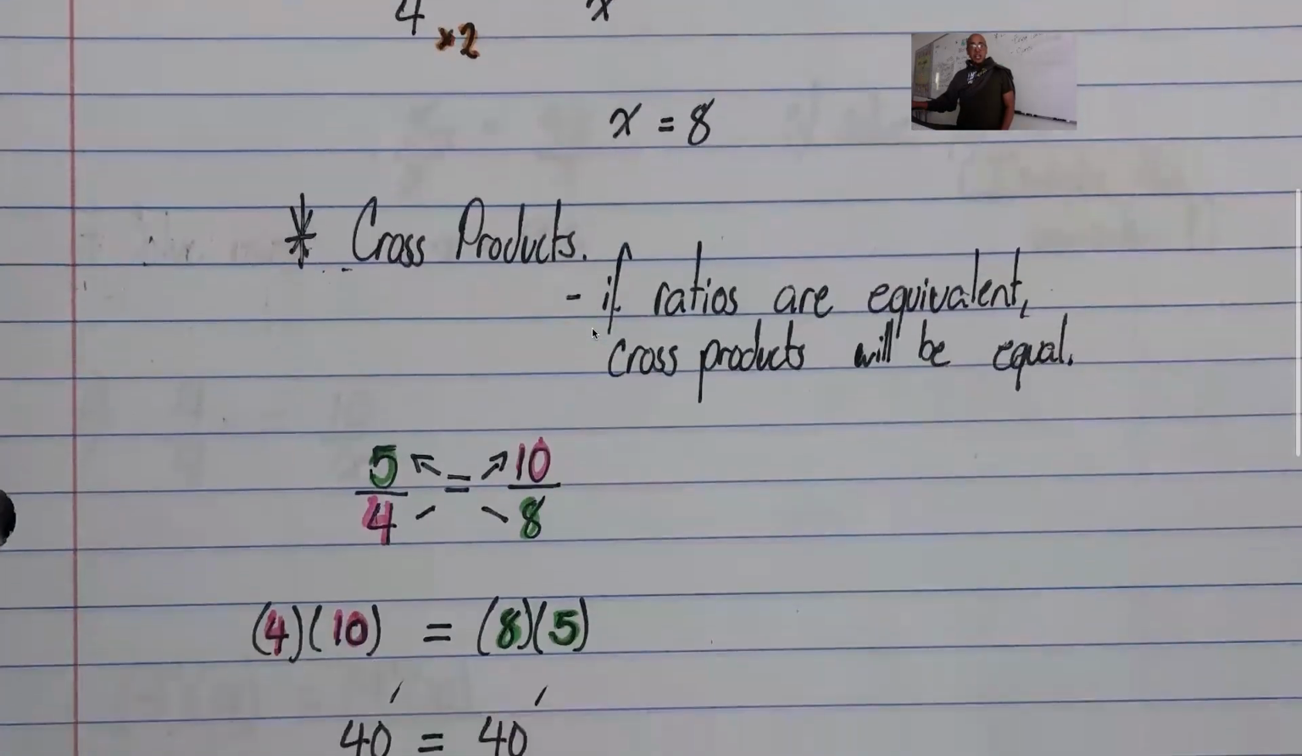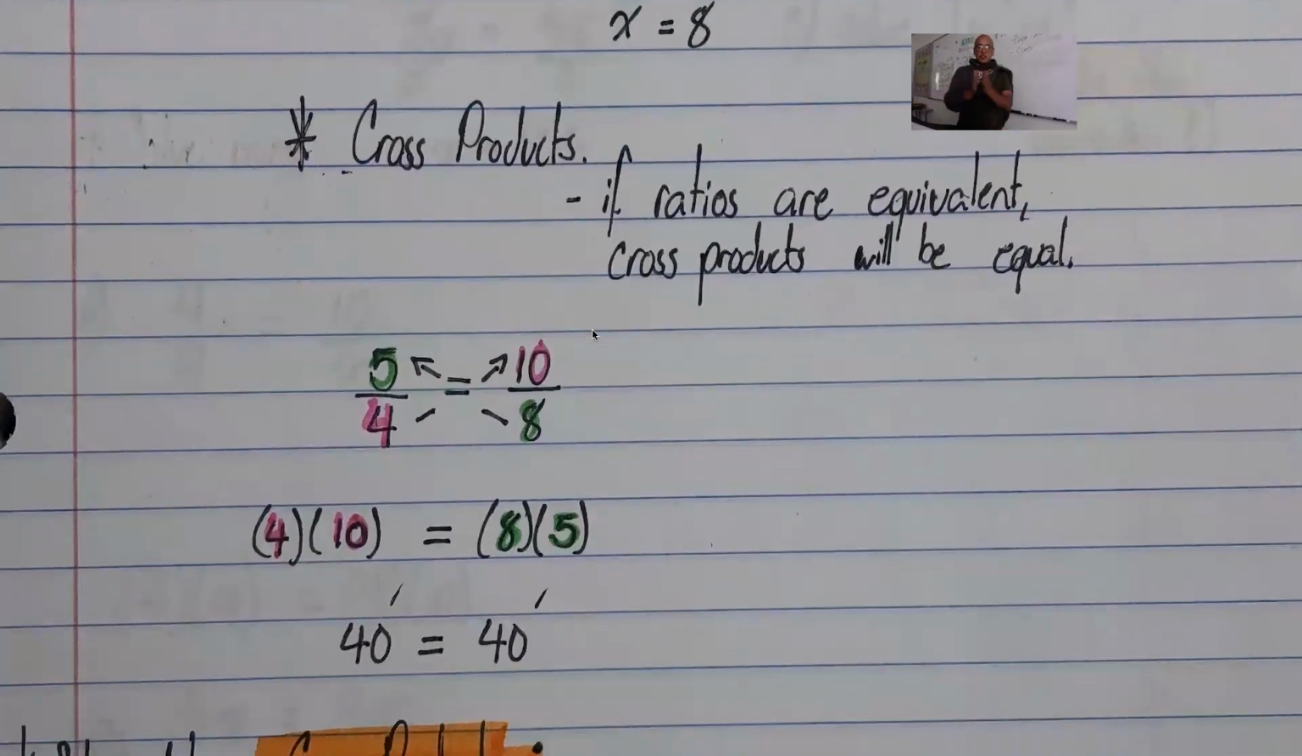Now, a way that we can check that, meaning if ratios really are equivalent, then the cross products will be equivalent. If 5/4 really is equivalent to 10/8, if I cross multiply them, if I multiply 4 times 10 and 8 times 5, then I should get the same answer for each. 4 times 10 is 40, 8 times 5 is 40. Ladies and gentlemen, I get the same cross product. That means that indeed 5/4 is equivalent to 10/8.